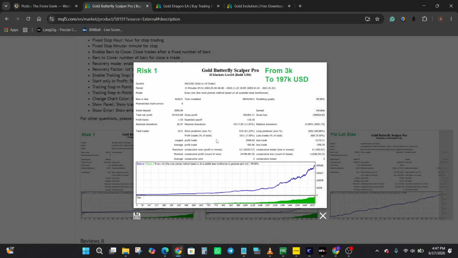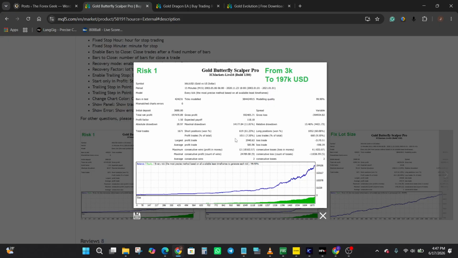Looking at the historical results that are presented here, this one shows risk one from 3K to $197,000, and I can see here the win rate is about 7.5%.